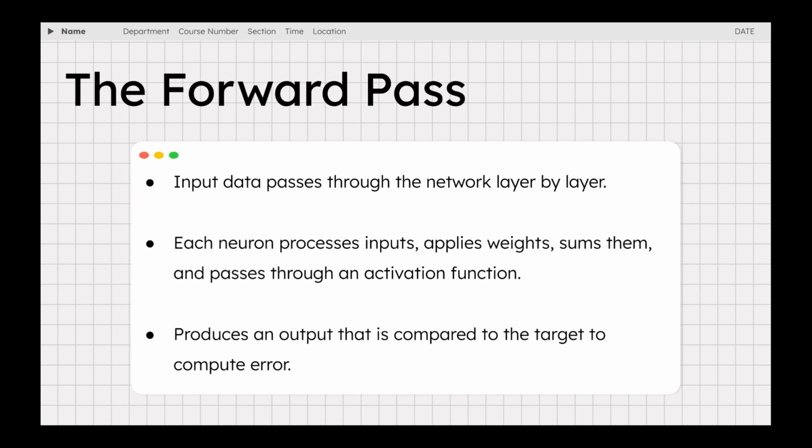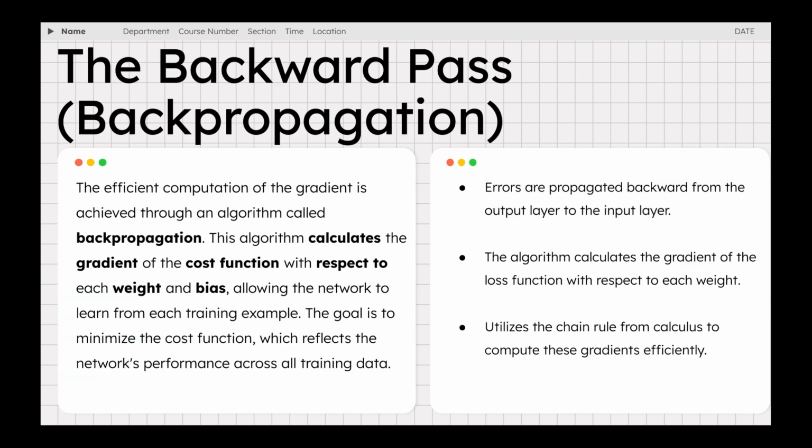The forward pass. It allows input data to pass through the network layer by layer. Each neuron processes the inputs, applies the weights, sums them, and passes the result through an activation function. It produces an output that is compared to the target.